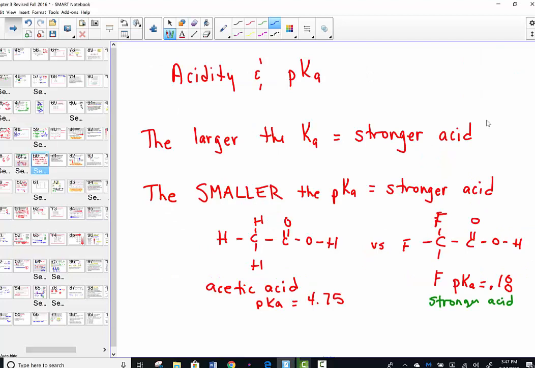Remember that acidity and pKa values are related. The larger the Ka is, the stronger the acid, but by the time you take the negative log, you want the smaller pKa to be the stronger acid.